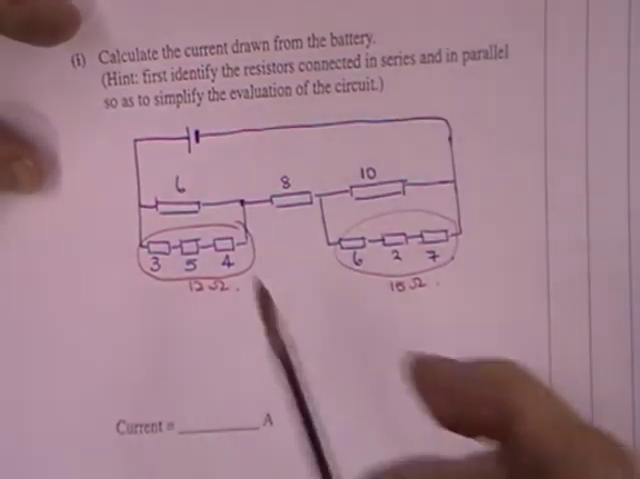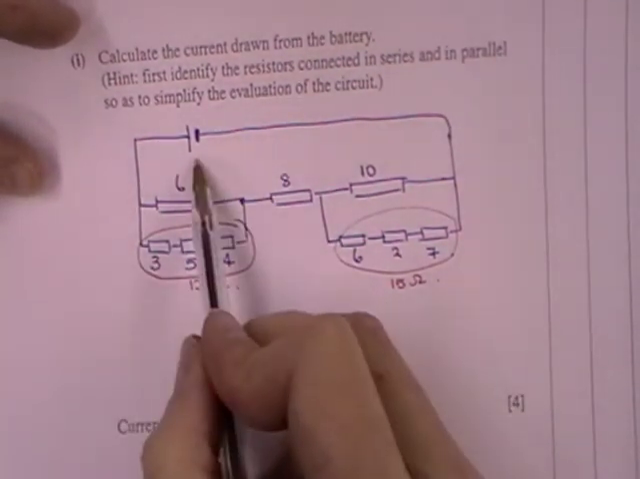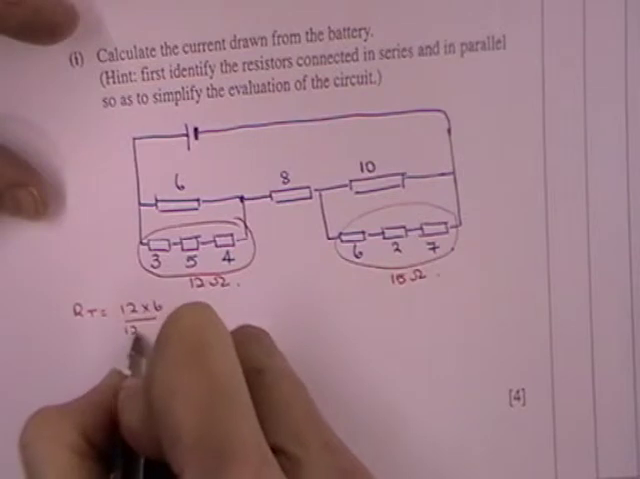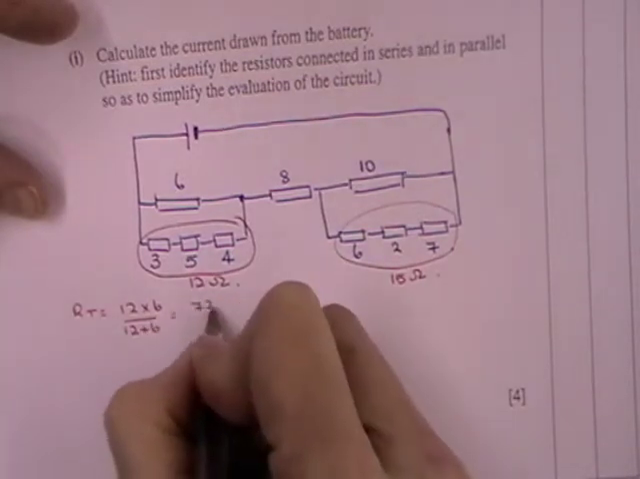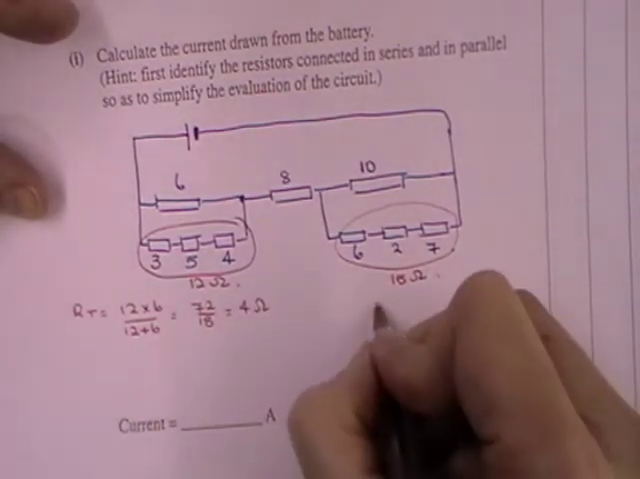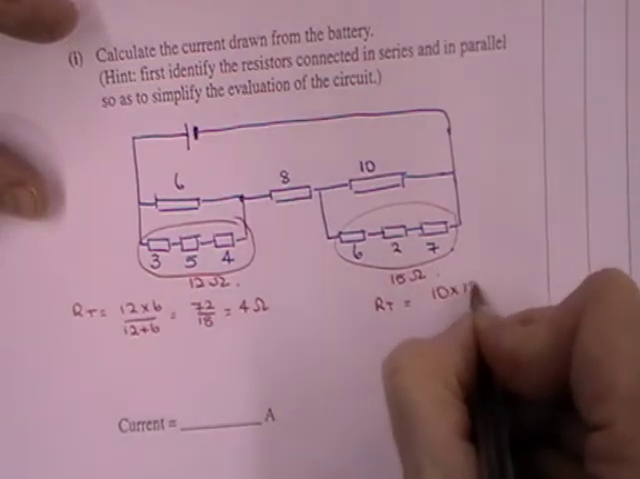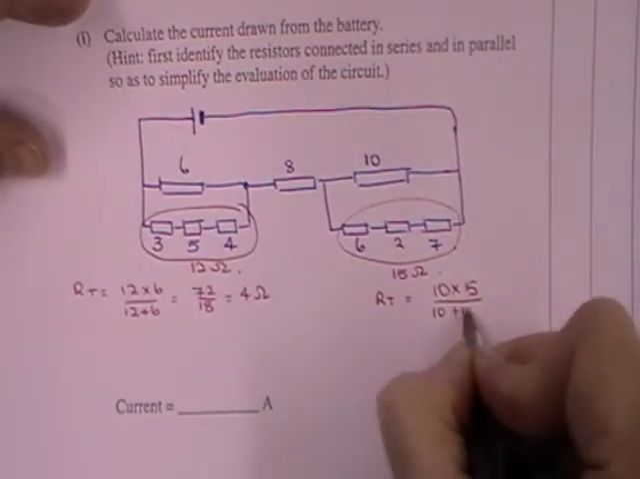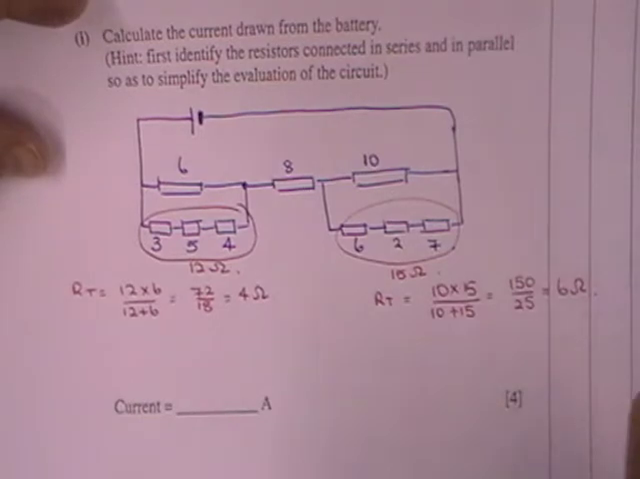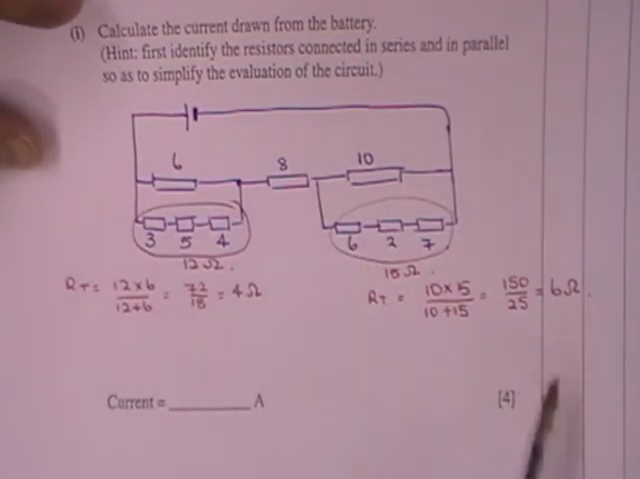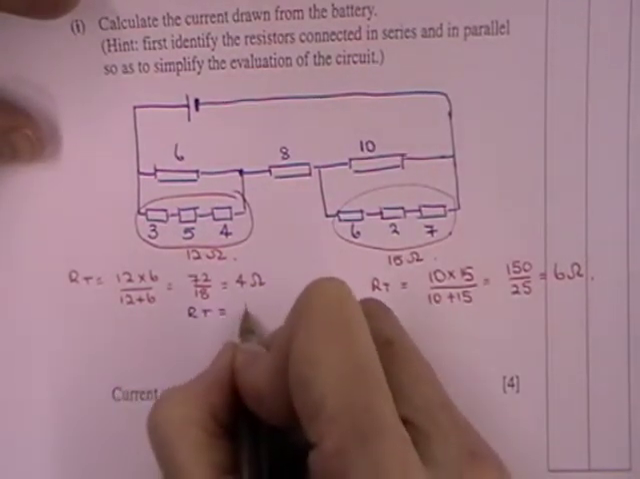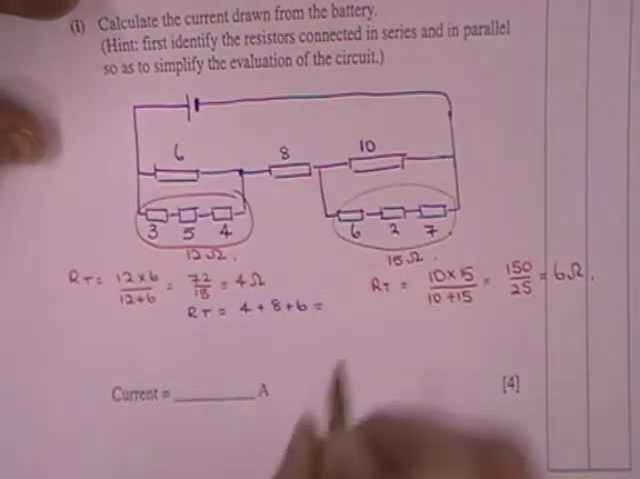And for each one of those, I'm going to do the product over the sum to get the whole parallel bit. So this parallel bit here is 12 by 6 over 12 plus 6, which is 72 over 18, which gives you 4. This bit here is 10 by 15 over 10 plus 15, which is 150 over 25, which gives you 6. And then all we have to do is add our 4, our 8 and our 6. So the total resistance is 4 plus 8 plus 6, which gives you 18 ohms.